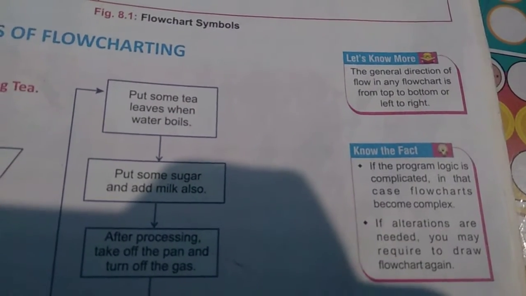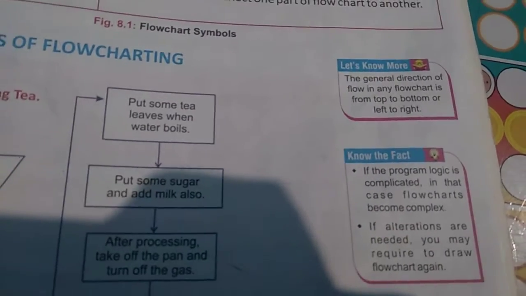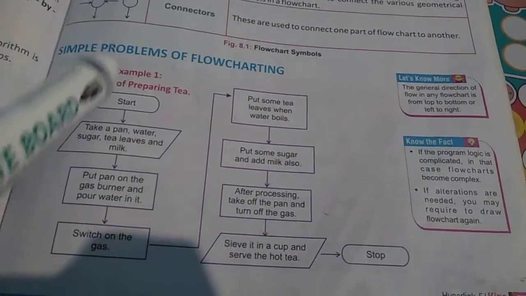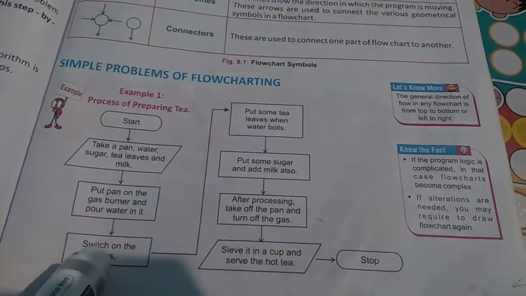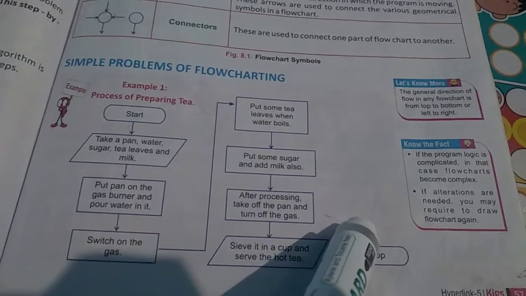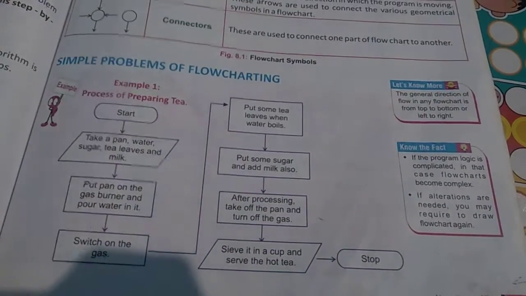The general direction of the flow in any flowchart is from top to bottom or from left to right. Okay, so how does the flowchart work? It works from top to bottom or left to right. We will move in this direction, or we will move in this direction.